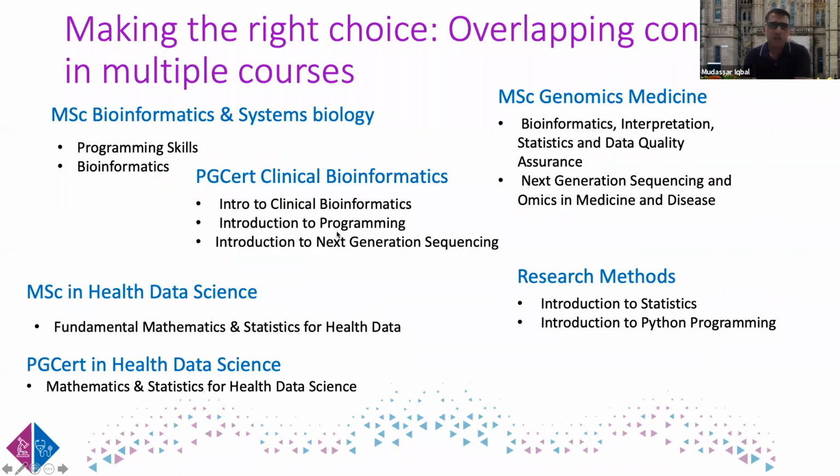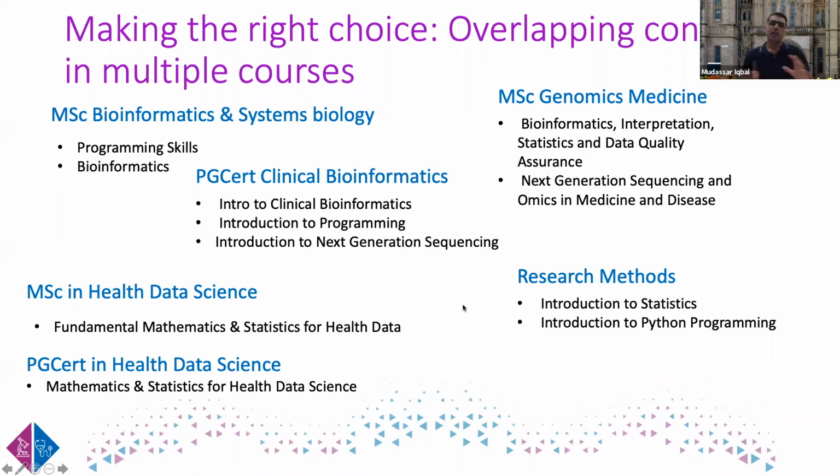I decided to add this slide where I think most of them might have missed one or two, but basically I've put all those courses and units which I think have overlap. For example, if you consider programming skills in MSc Bioinformatics Systems Biology, there's introduction to programming in PG Cert in clinical bioinformatics, there's introduction to programming in research methods, but also you have programming in other maths and stats, you have R programming.